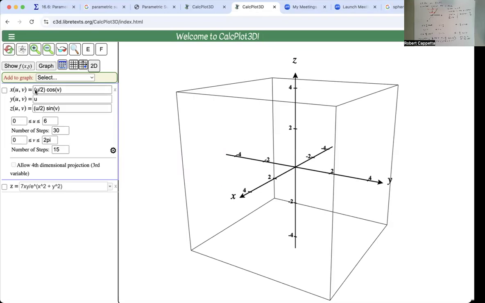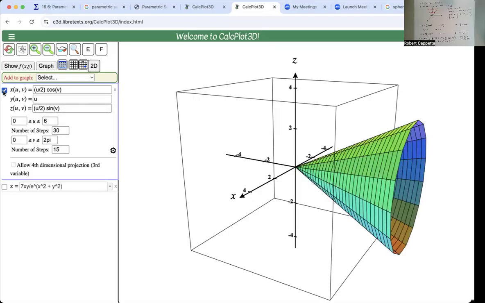So here we go. X is u over 2 cos v. Y is u. Z is u over 2 sine v. U from 0 to 6, and v from 0 to 2π. Take a look at our graph. What do we think about that? I guess that looks pretty good.